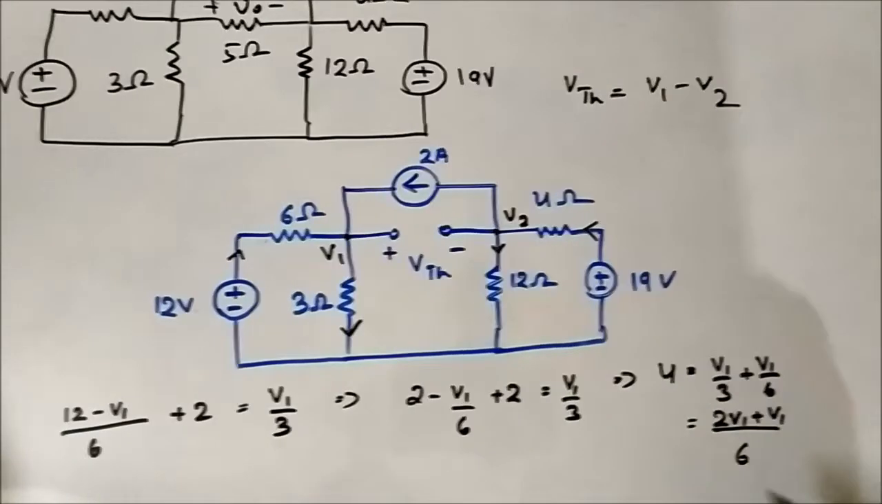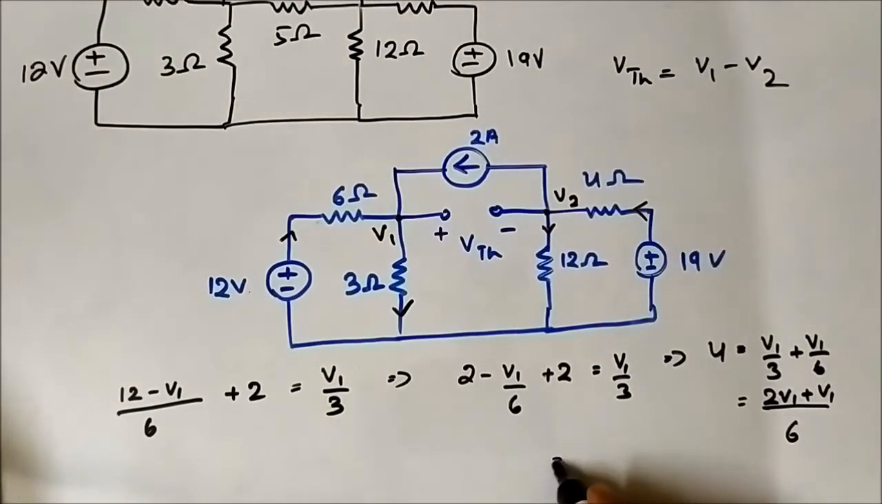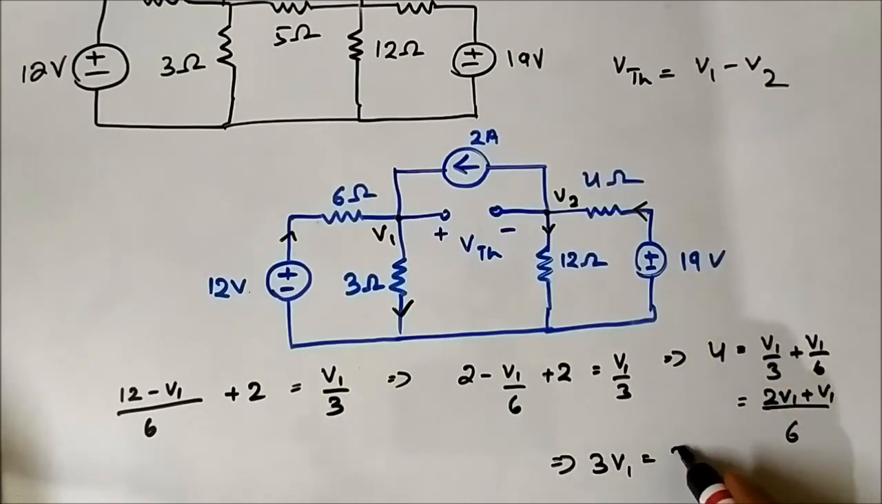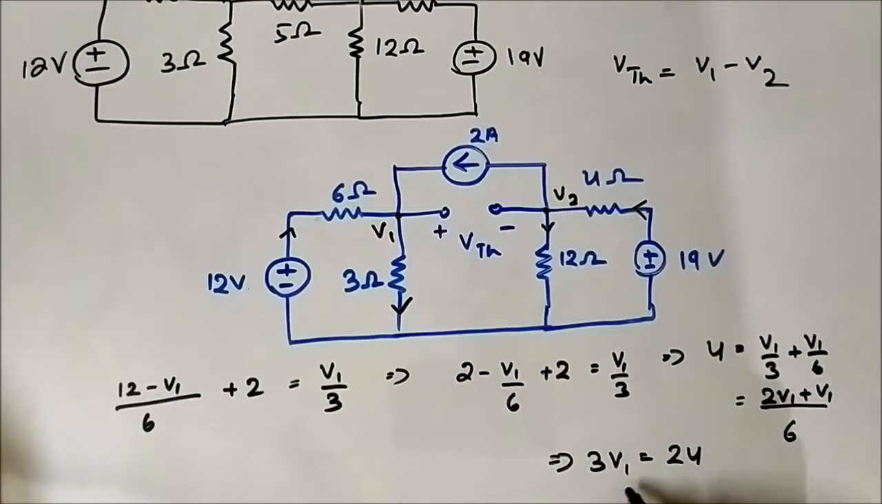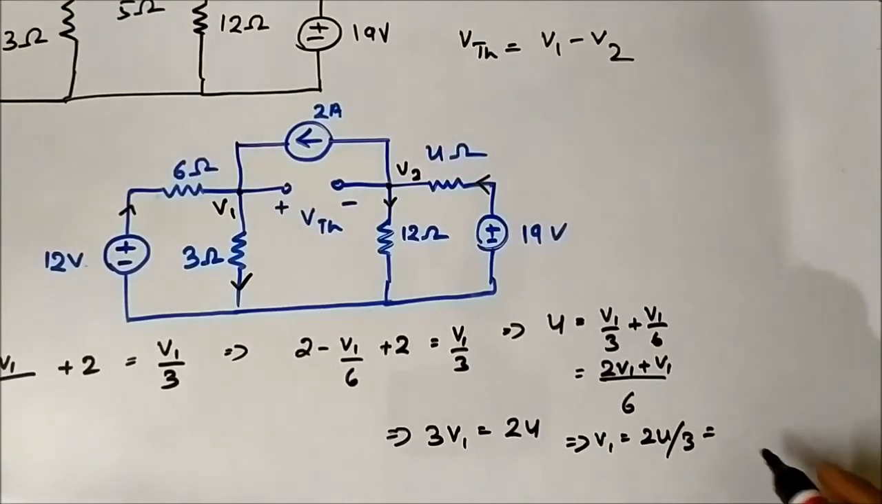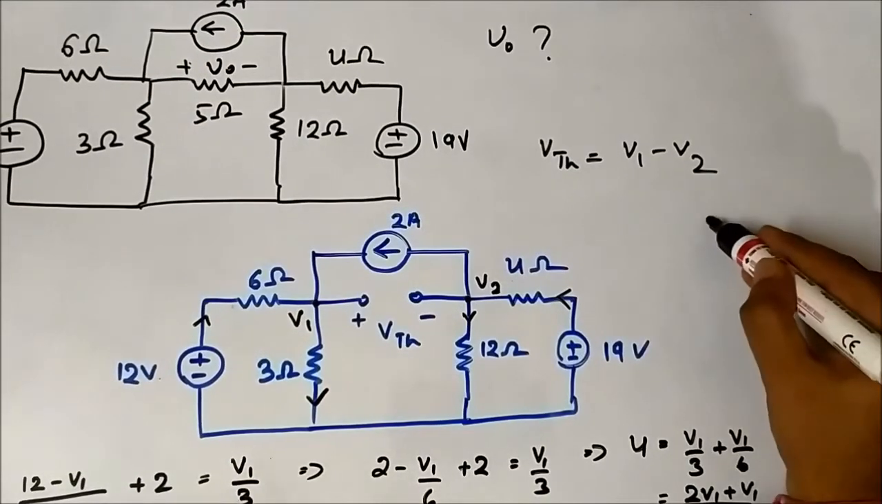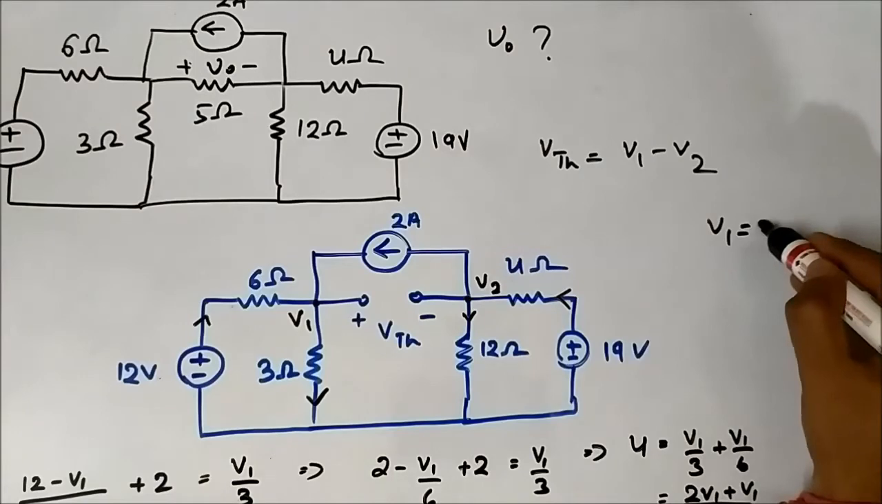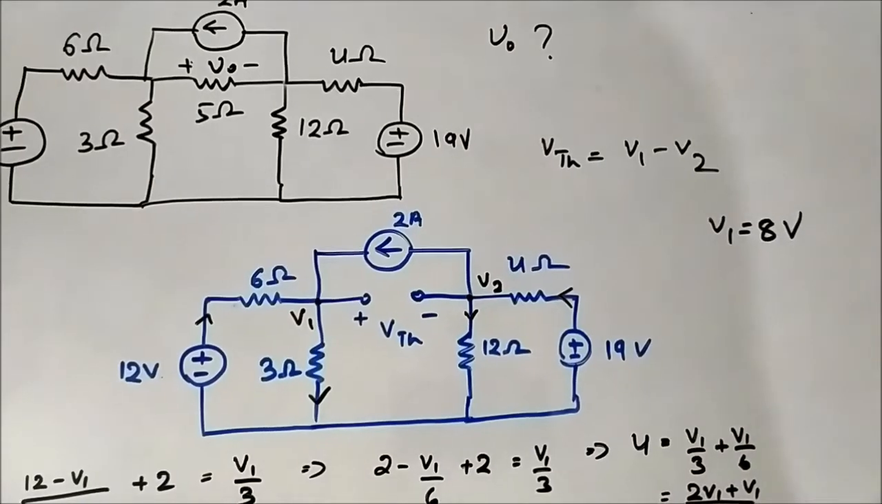That implies 3 V1 is equal to 6 into 4, which is 24. Or that implies V1 is equal to 24 by 3, which is equal to 8 volt. So V1 is equal to 8 volt. We have determined V1 is equal to 8 volt.